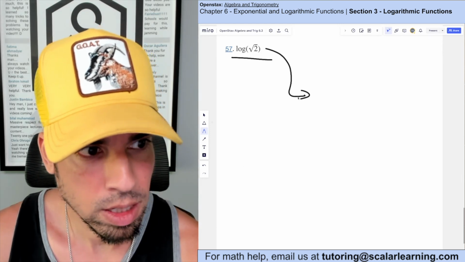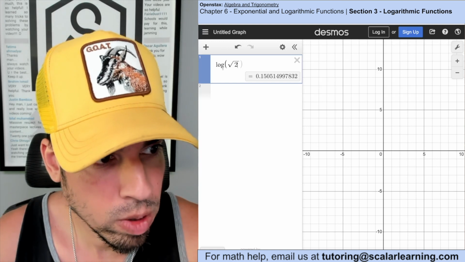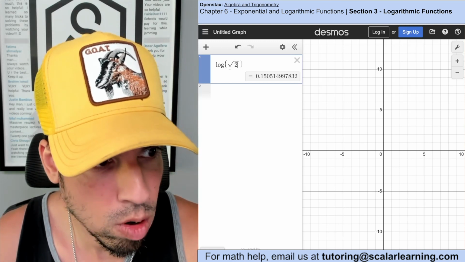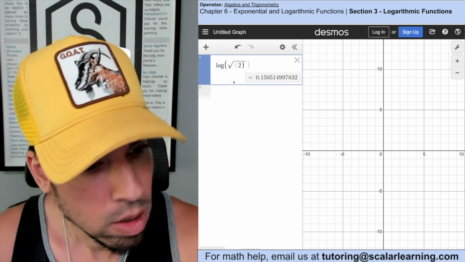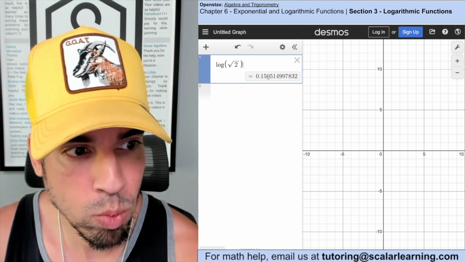So for this one, we're going to approximate using Desmos. So I'm going to plug it into Desmos. So here it is, log base 10. Again, when there's no value written there, you assume it to be 10 for log. So log base 10 of the square root of 2 gives us 0.1505, which can be rounded to 0.151.